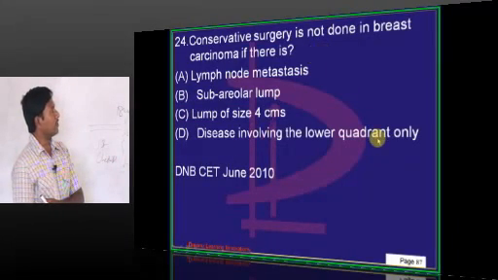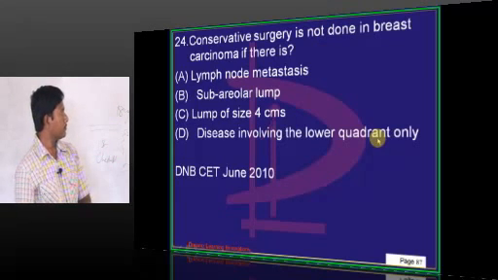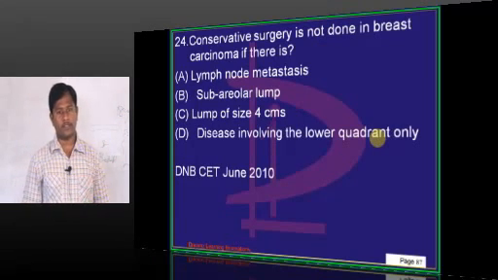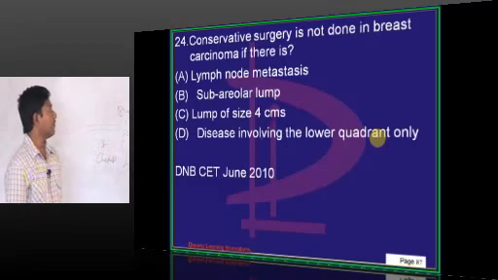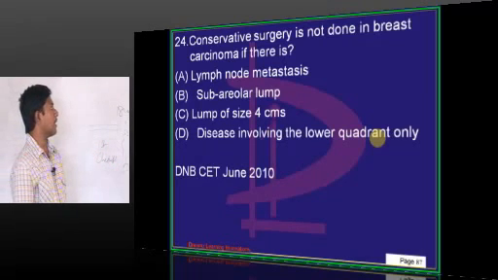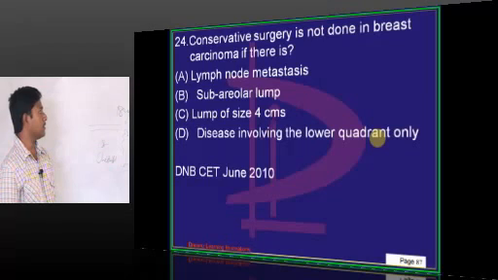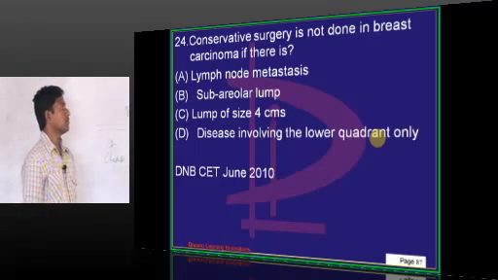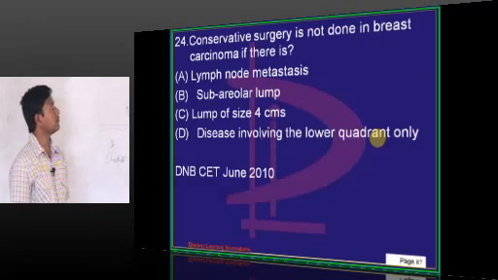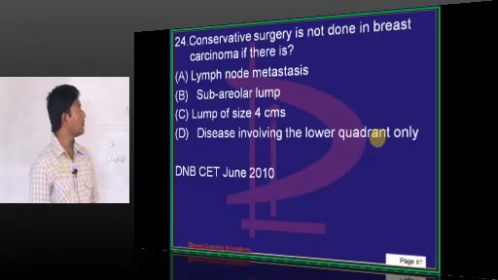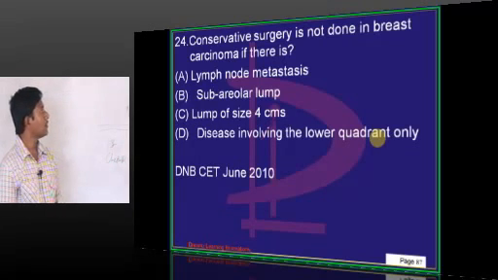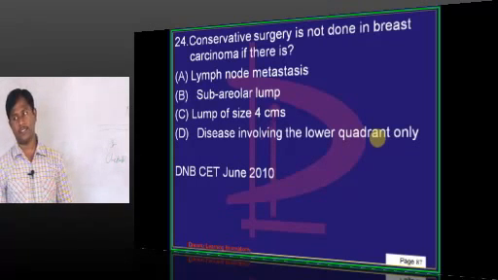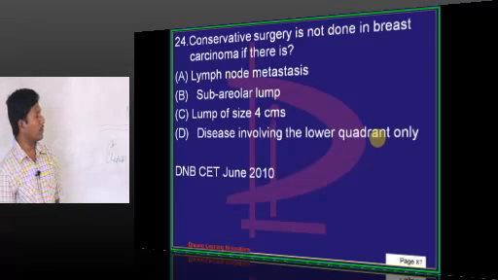Now, when is conservative surgery not done in breast carcinoma? Lymph node metastasis, subareolar lump of size 4 centimeters, this is involving the lower quadrant only. Conservative breast surgery is not done. Lymph node metastasis you generally don't do.